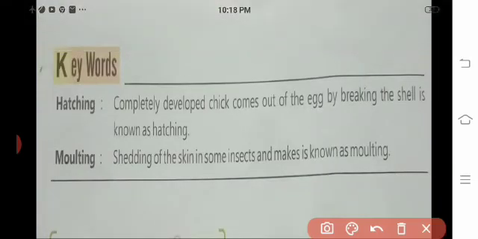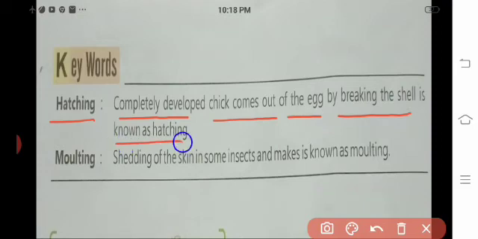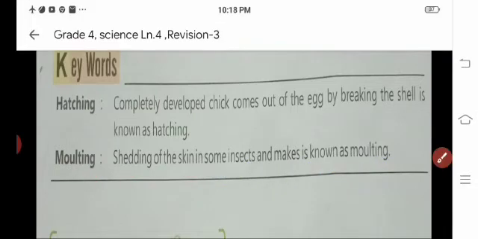Some keywords are given. Hatching: a completely developed chick comes out of the egg by breaking the shell. Molting: shedding of the skin in some insects and snakes is known as molting.